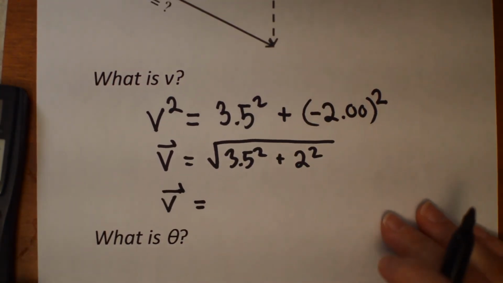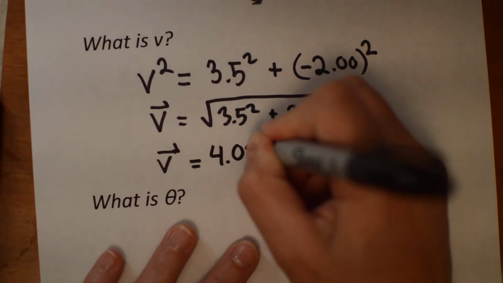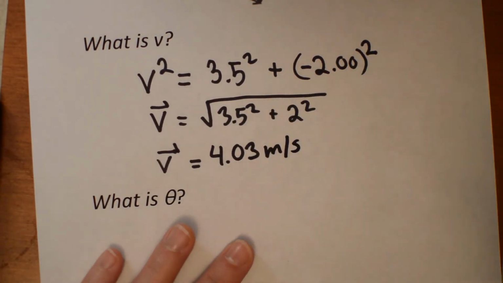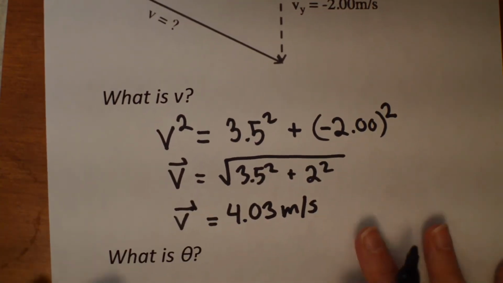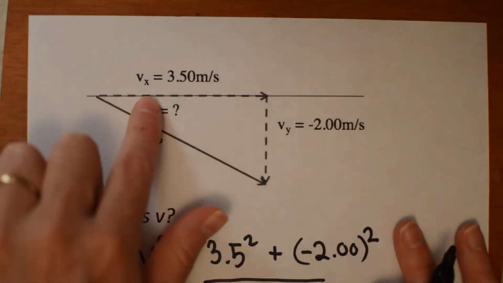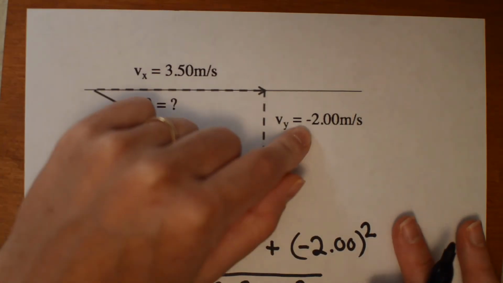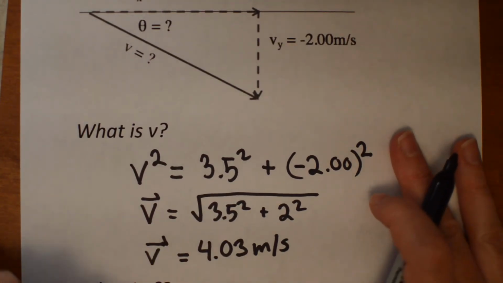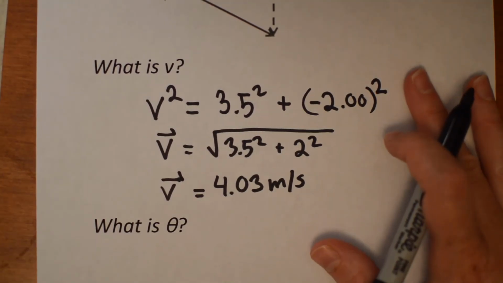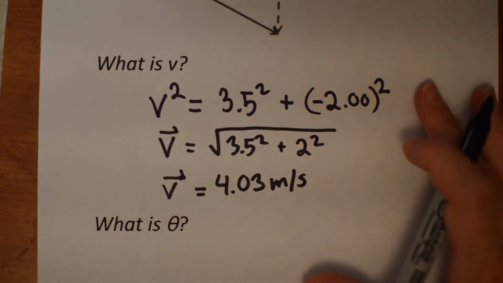My velocity is 4.03. I have 3 sig figs here, so 4.03 meters per second. Every velocity has an angle, so I need to find that angle theta in there. My angle is going to be the opposite over the adjacent, and again, don't worry about putting that negative sign in. The negative sign will make no difference for your calculation of V. It actually will make a difference for your calculation of theta, but it'll just give you a negative angle if you put it in, and that might confuse you.